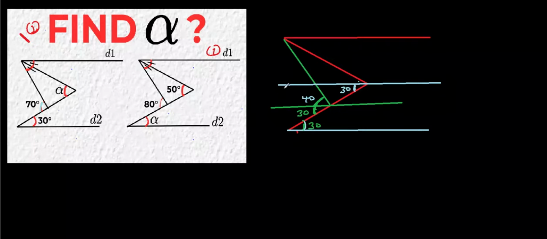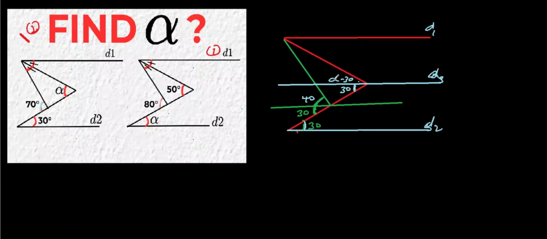Because of this line, if this is A and this is B, this is D2 actually, this is D1 and this is D3. D3 and D2 are parallel because of this 30 and this one being 30. Then this is totally alpha, that means it will be alpha minus 30. This degree will be alpha minus 30.